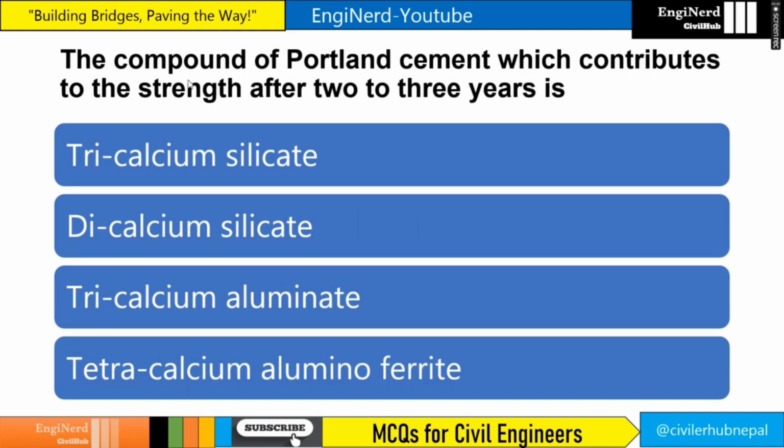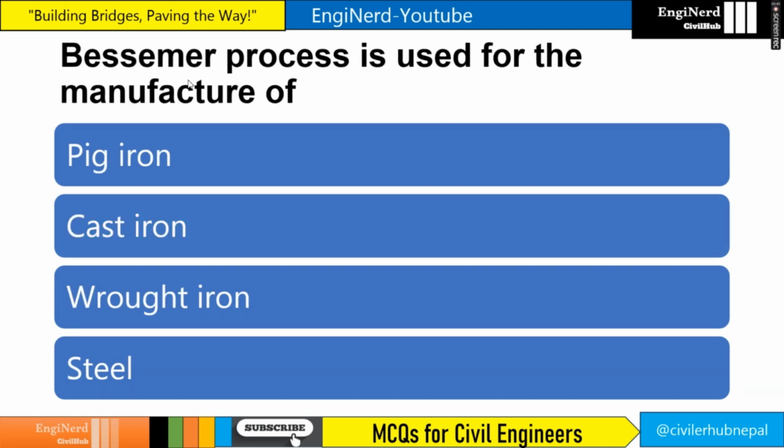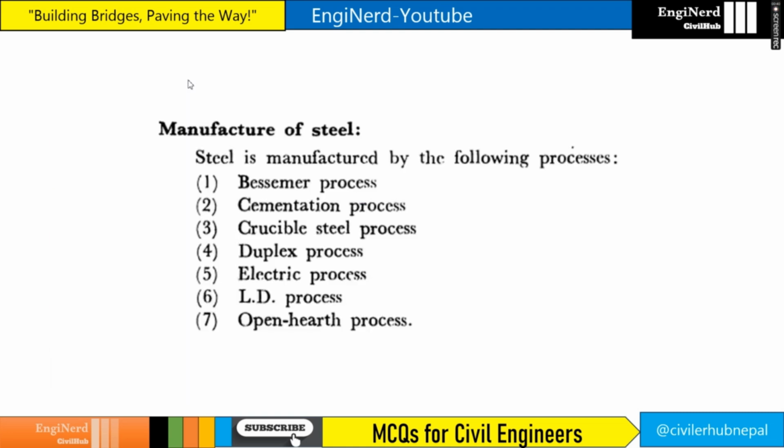The compound of Portland cement which contributes to the strength after 2 to 3 years is dicalcium silicate. Ultimate strength is given by dicalcium silicate. Bessemer process is used for the manufacture of what? Steel, right? There are these processes of manufacture of steel: Bessemer, cementation, crucible, duplex, electric process, LD process, open hearth process.